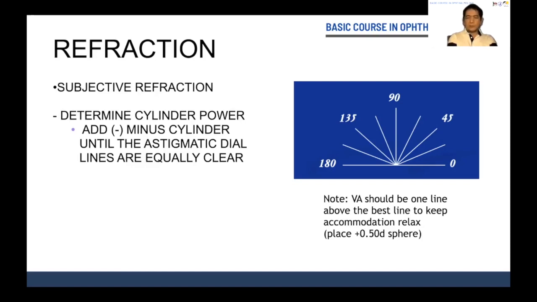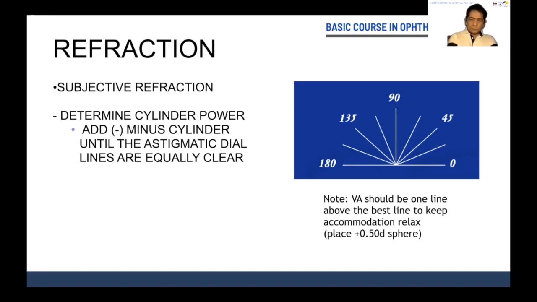You start by giving minus 0.25, minus 0.50, by 0.25 increments. And you will ask the patient to report if the lines appear to be equally clear. Once the lines are clear, that is your endpoint. For example, the lines are clear with minus 0.50 diopter cylinder. So you stop from there, meaning your cylinder power, or the astigmatism of the patient, amounts to minus 0.50.